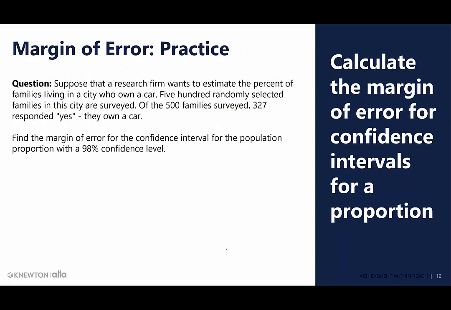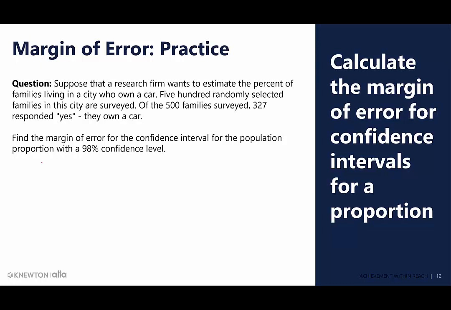Here we go. Let's back it up. Suppose that a research firm wants to estimate the percent of families living in a city who own a car. 500 randomly selected families in this city are surveyed. Of the 500 families surveyed, 327 responded yes, they own a car. Find the margin of error for the confidence interval for the population proportion with a 98% confidence level.